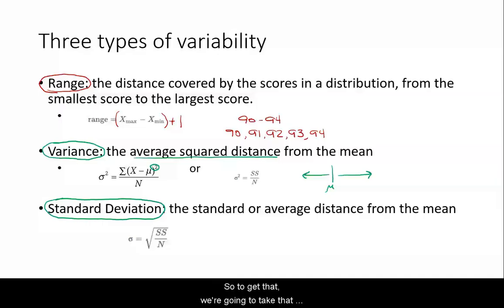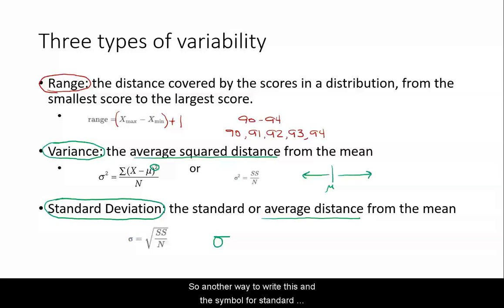So to get that, we're going to take that number that we get for variance and take the square root of that and get what we call the standard deviation, which is the average distance, all right? So instead, we unsquare it, in other words. We got to square it to get an actual distance positive number, and then we unsquare it in standard deviation in order to get the actual average distance.